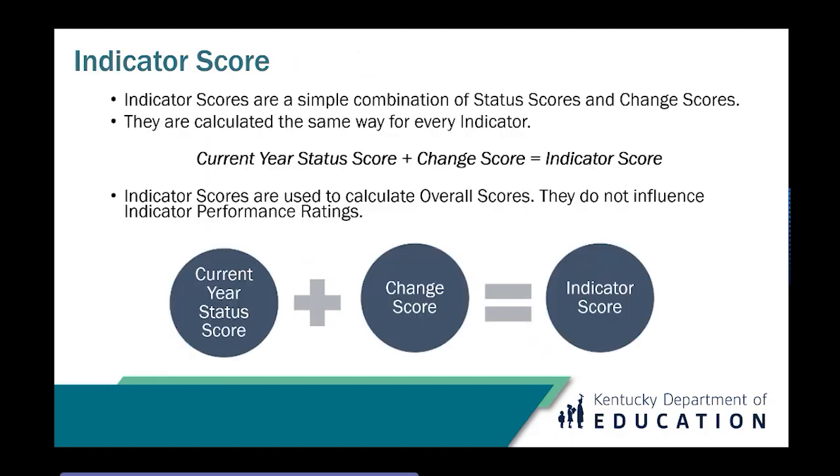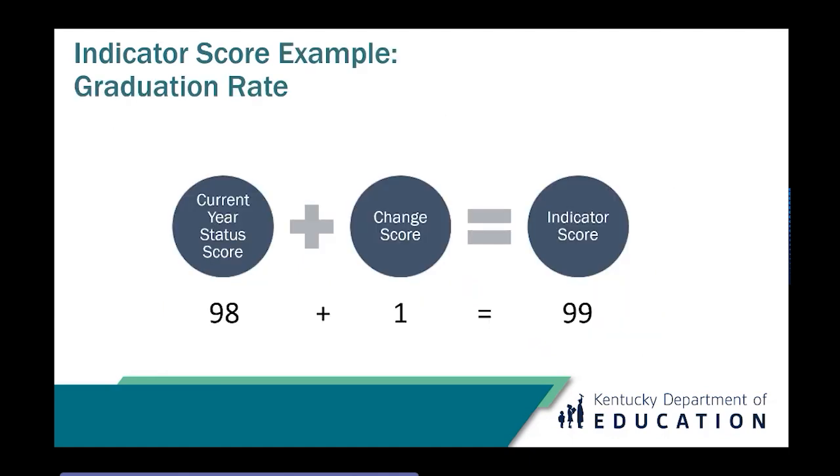Indicator scores are a simple combination of status scores and change scores. They are calculated the same way for every indicator. It is the current year status score plus the change score, which yields the indicator score. The indicator scores are used to calculate overall scores. They do not influence the indicator performance ratings. Now I'm going to use the previous example scores to show how we calculate the indicator score. Current year status score of 98 plus our change score of 1 equals our graduation rate indicator score of 99.